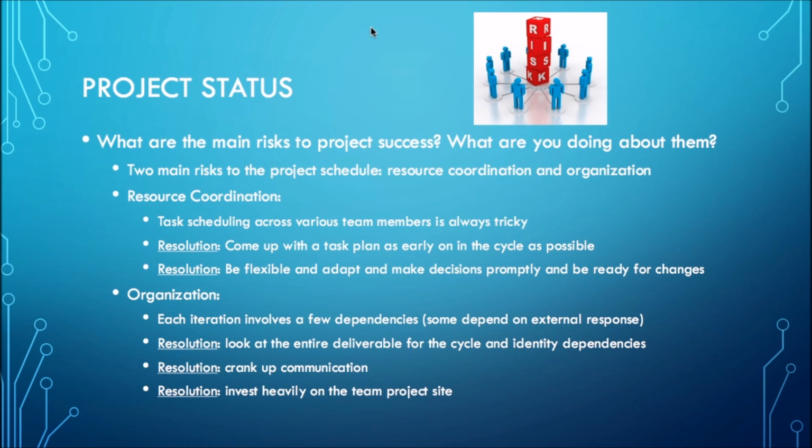For organization, each iteration involves a few dependencies, with some dependencies on outside resources. Our resolution is to evaluate deliverables for the entire cycle and identify dependencies. This really helps us set priorities. In addition, we have ratcheted up communication between all team members. Finally, we have been leveraging the project team site heavily for information sharing and collaboration.